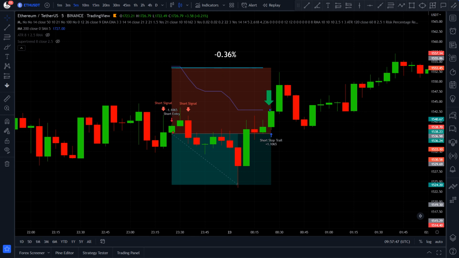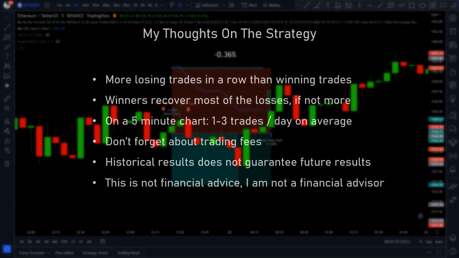This is one of the most basic trade management methods that can improve your trading results tremendously. Although I have to mention that this trade management usually comes with many more losing trades in a row than winning trades, but the trades that are winners usually recover most of the losses, if not more. That's why with this strategy you have to be prepared for losing streaks.